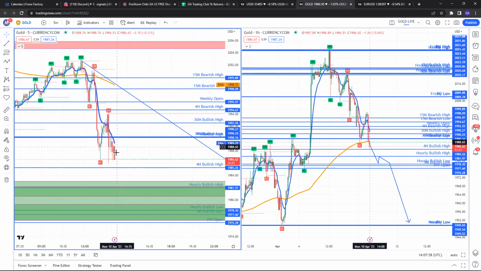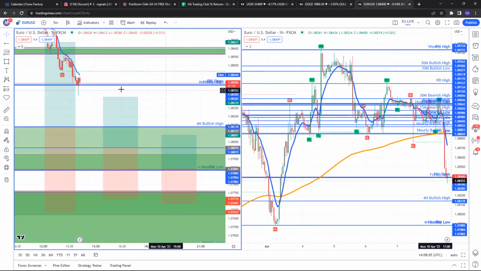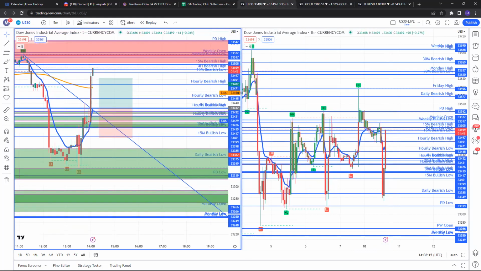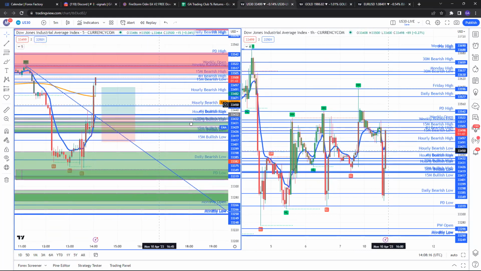So ideally nothing. So gold, for me to sell gold, it has to come all the way up and test this trend line. And then at that point, I'll sell gold. So EU is pretty much far away from our entries. I'll just wait on US 30. So US 30 is approaching a supply level.